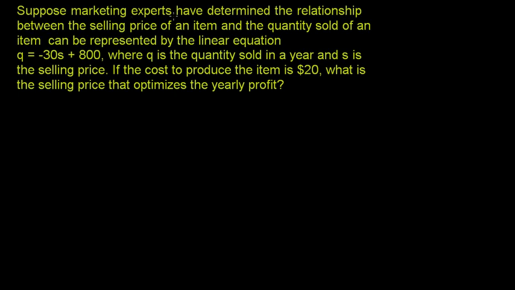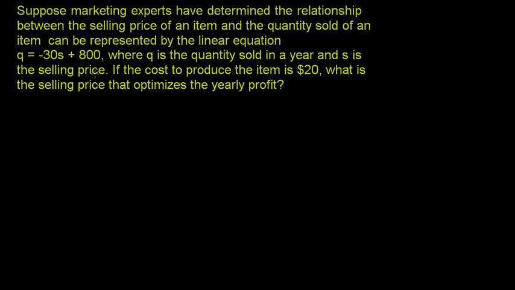Suppose marketing experts have determined the relationship between the selling price of an item and the quantity sold of an item can be represented by the linear equation Q is equal to negative 30S plus 800, where Q is the quantity sold in a year and S is the selling price. And that makes sense. If our selling price is higher, then this whole thing is going to become more negative and we're going to sell less. And if we lower our price, we're going to sell more.